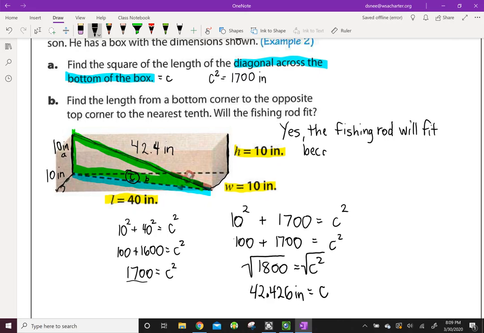Because the diagonal inside the box, when we explain these things with words, we understand them better. The fishing rod will fit because the diagonal inside the box is 42.4 inches.